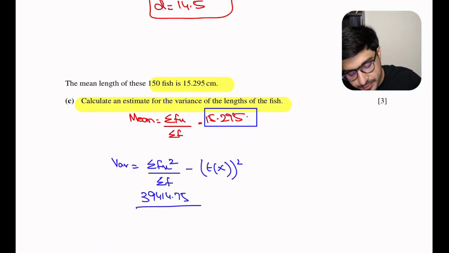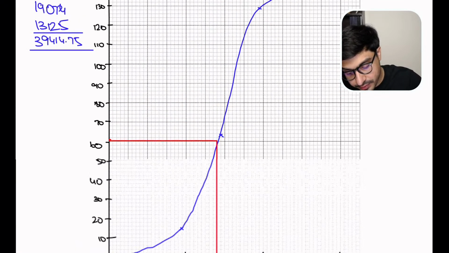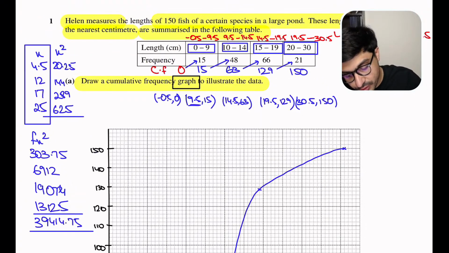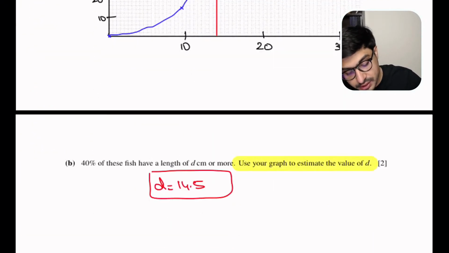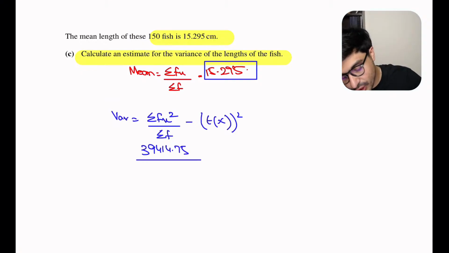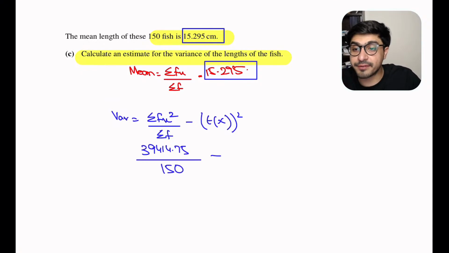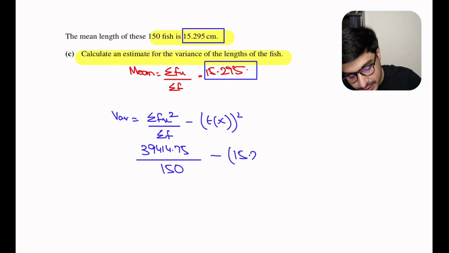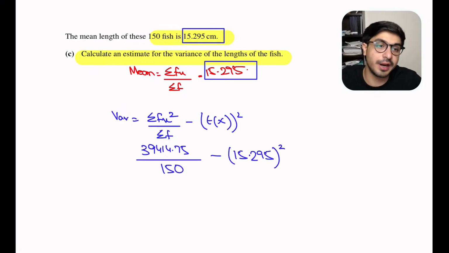So this is going to be 39414.75. What is going to be the total of frequency, guys? The total of frequency over here is going to be 150. That is already given to us. So we're just going to place 150 in the denominator, and the mean was already given to us as 15.295. So that means 15.295 squared is going to be here, right?